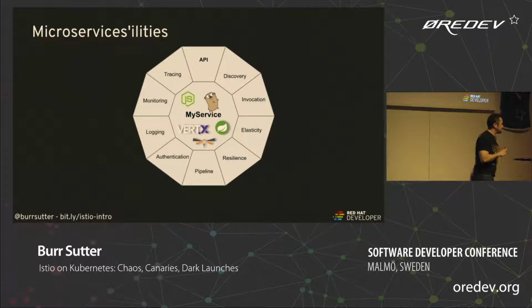There's a lot of key capabilities in the microservices arena that you should be considering as you deal with this new kind of application architecture. What's my discovery mechanism? What is my invocation technique? What is my elasticity model? Okay, what is my resiliency model?